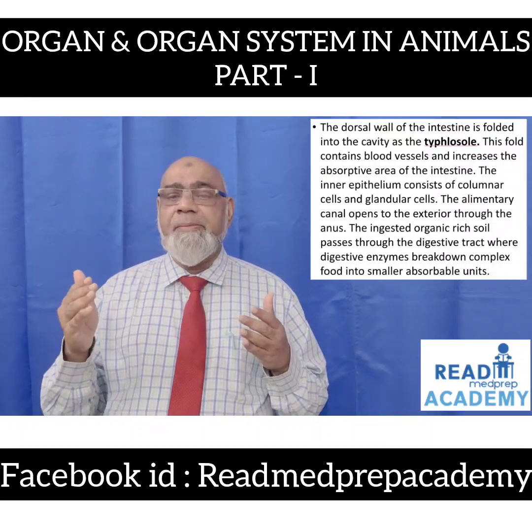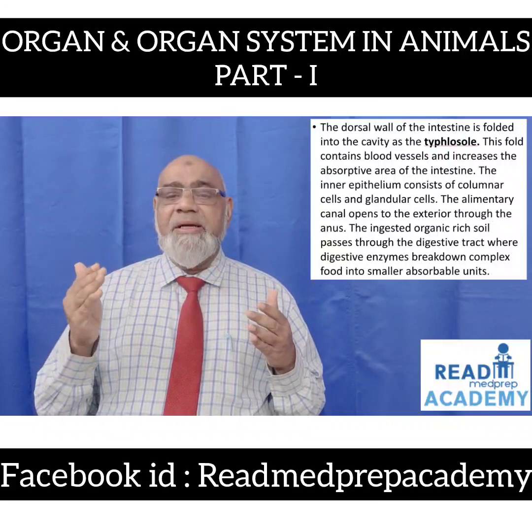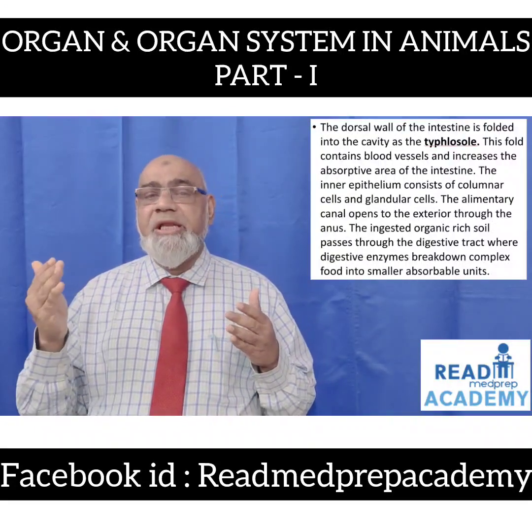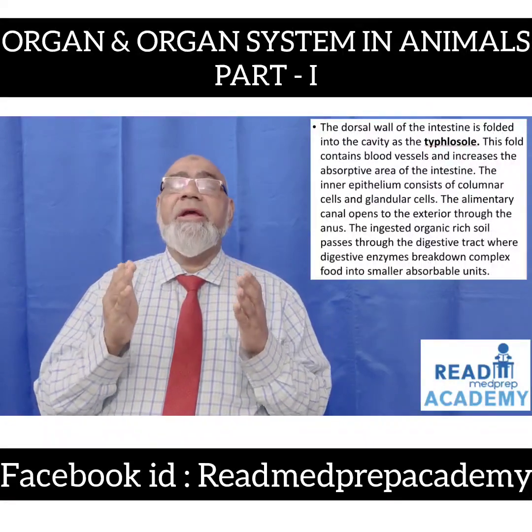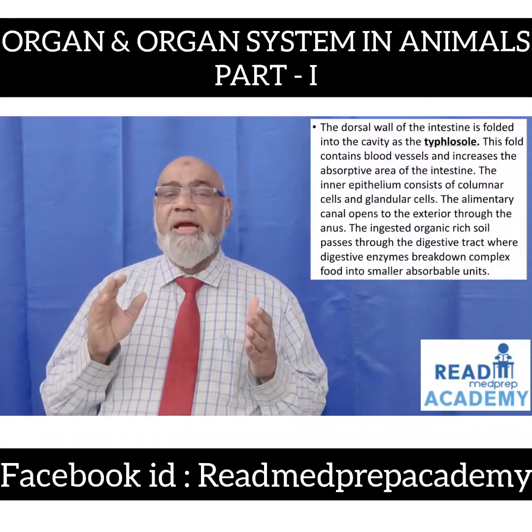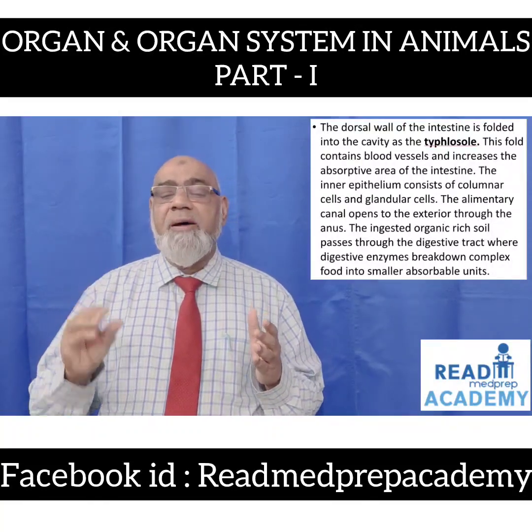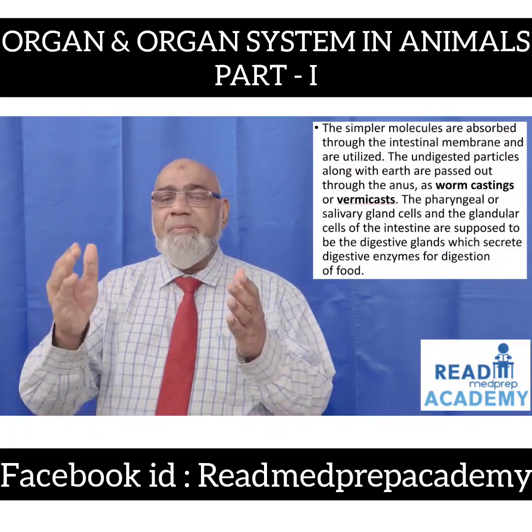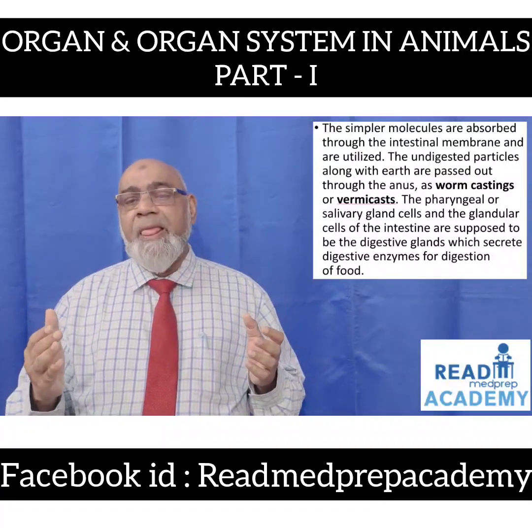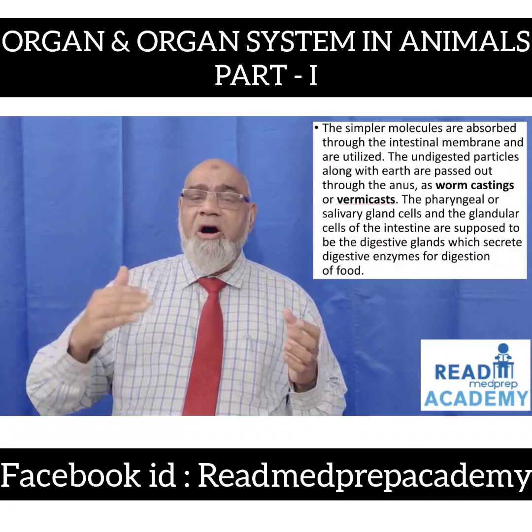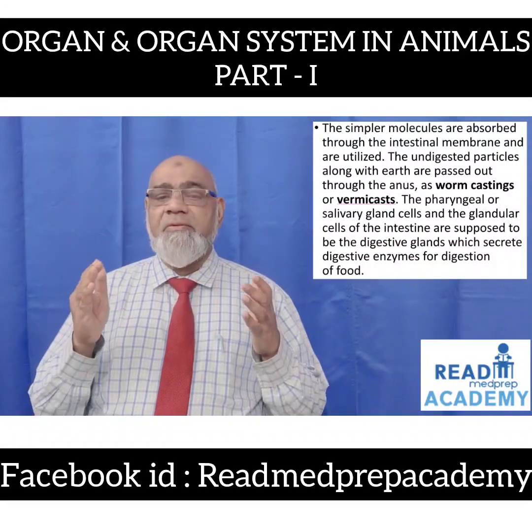The inner epithelium consists of columnar cells and glandular cells. The alimentary canal opens to the exterior through the anus. The ingested organic-rich soil passes through the digestive tract, where the digestive enzymes break down the complex food into smaller absorbable units. The simpler molecules are absorbed through the intestinal membrane and are utilized. The undigested particles along with the earth are passed out through the anus as worm castings or wormic casts.